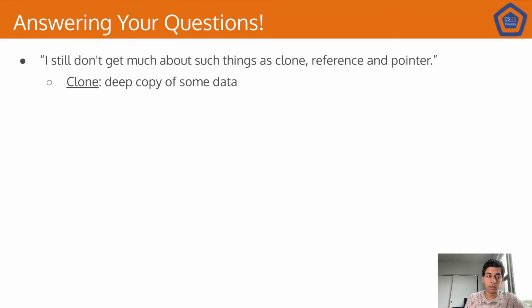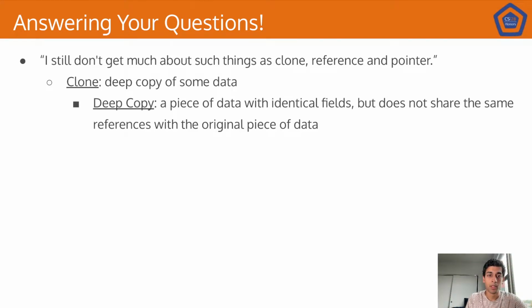So you're creating 2 independent copies so that you can manipulate them independent of each other. So we'll see why this is useful in threads later down in the lecture. Okay, so deep copy is just a piece of data with identical fields, but they do not share any references to the same data. So they're independent. You can modify them as you like without having one affect the other.